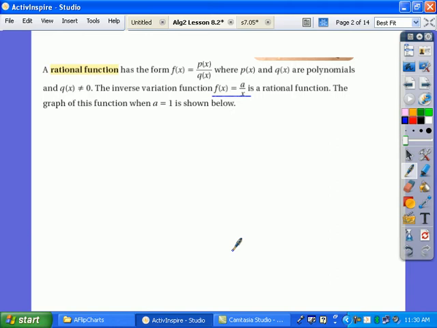Okay. But any function in the form of p over q, where p and q are polynomials. Remember that a polynomial is something like a cubic or a quadratic or a quartic. Y equals 5x squared plus 7x plus 9. That's a polynomial. And we're going to put a polynomial in the numerator. We'll put a polynomial in the denominator.